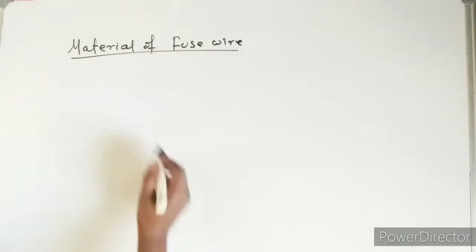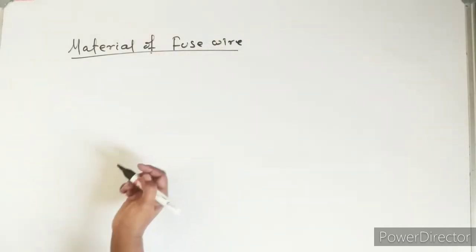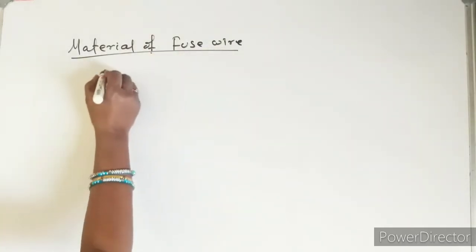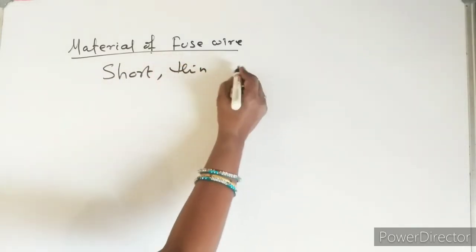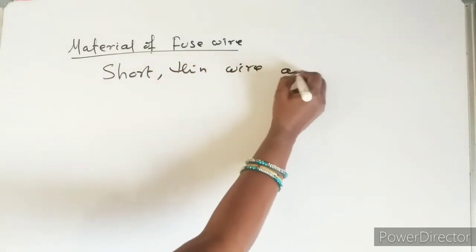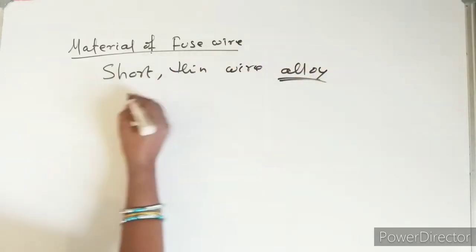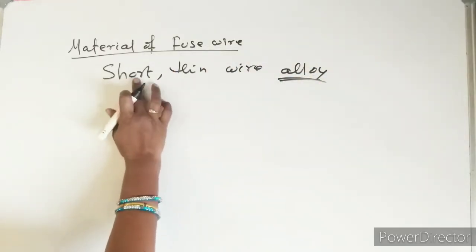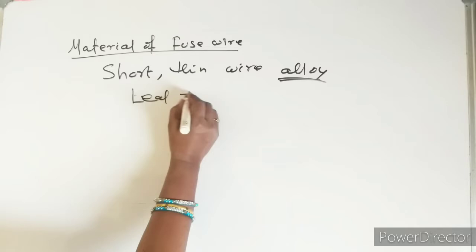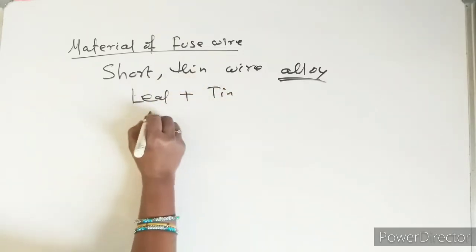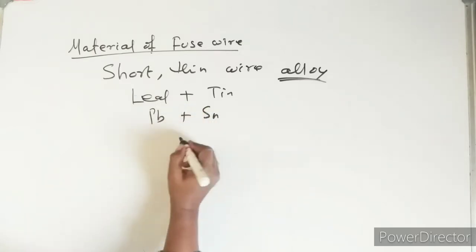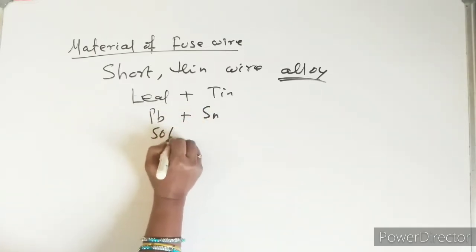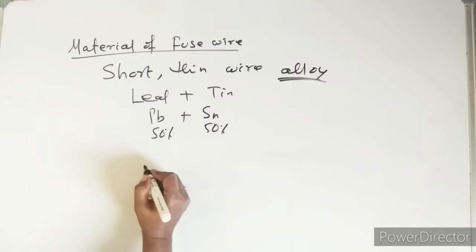So what is the material used for the fuse wire? Actually this is a short thin wire. It is an alloy. Alloy of what? It is the alloy of lead and tin. Lead plus tin, this is the combination. Here it is 50%, 50%.